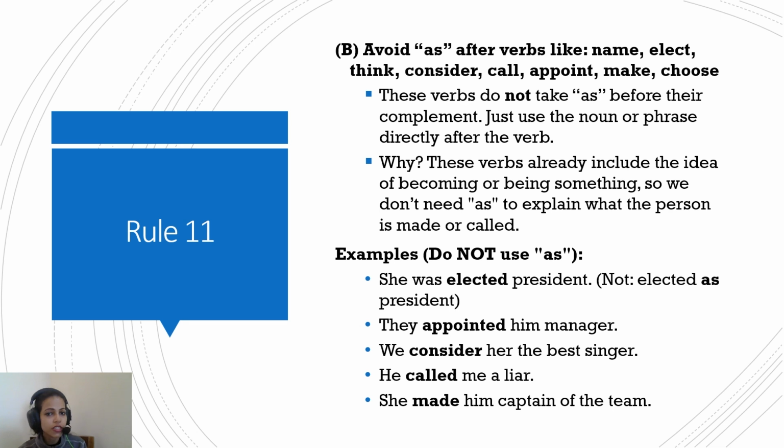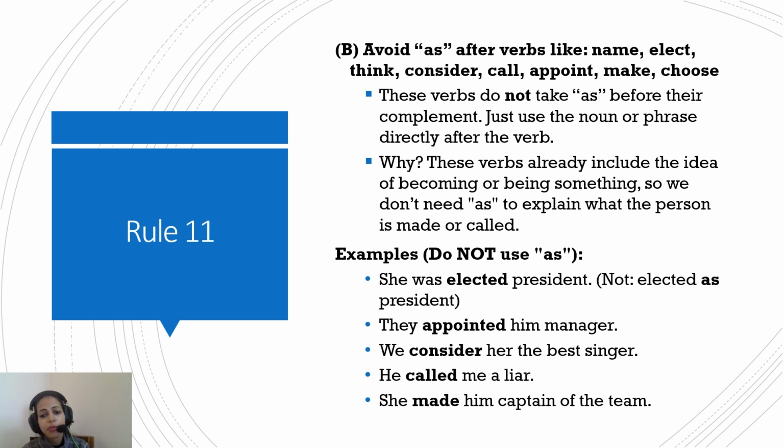And where to avoid the word "as"? When you're using verbs like name, elect, think, consider, call, appoint, make, choose. These words do not take "as" before them as a complement because they are already including the idea of becoming or being something. So they don't need "as" to explain what the person is made or called. Let's try to understand this with some examples.